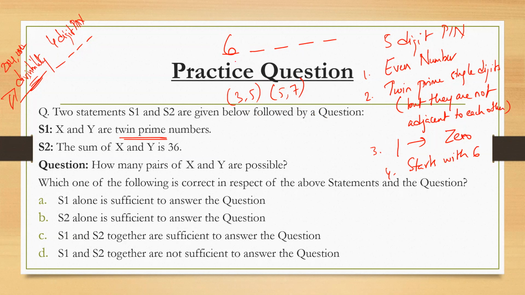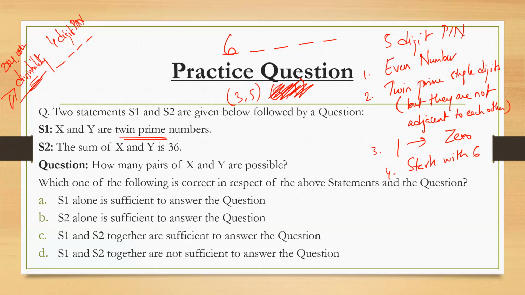Let's say I make the question that the police have to decipher a bomb password. It is a 5-digit pin. The conditions given are, it has to be an even number. There has to be twin prime single digits. Actually, I simplify this a bit more. The numbers are 3 and 5. You don't have to consider 5 and 7. 0 is also placed somewhere over here. And the number starts with 6. So how many possibilities are there here?